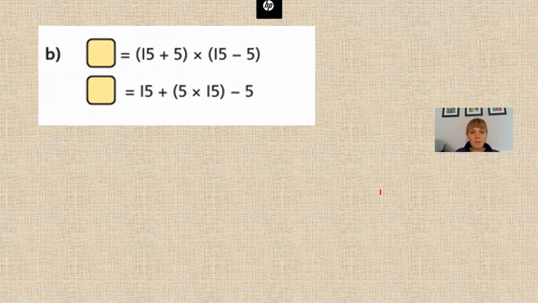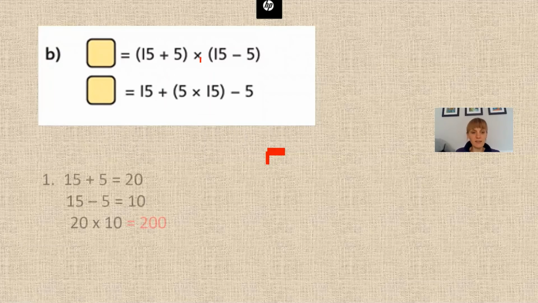Okay, now these look a bit more complicated because we've got 2 sets of brackets. But we mustn't be alarmed. All we've got to think is, well, if I work out the answer for each of those brackets, write them underneath, and then in the middle as a multiplier, I can times them together. So it should look like this.